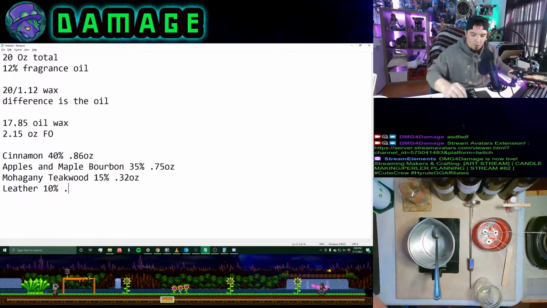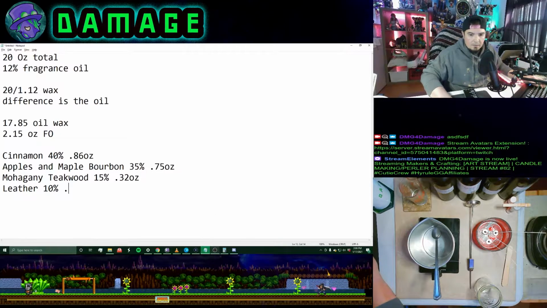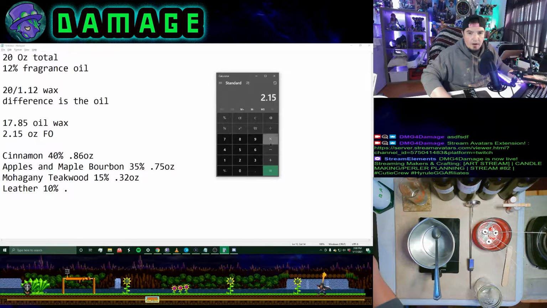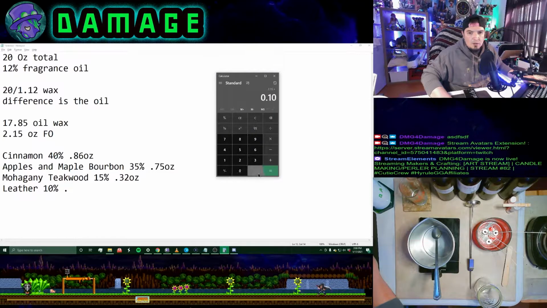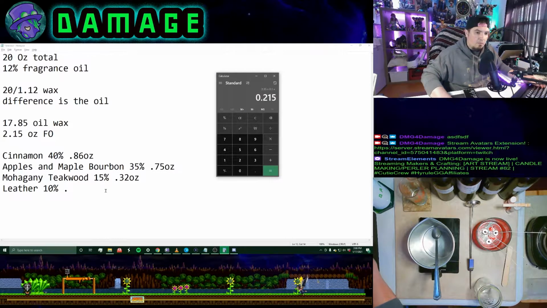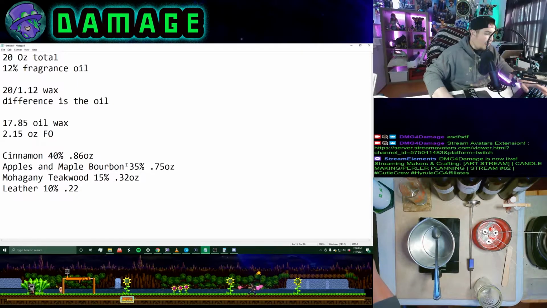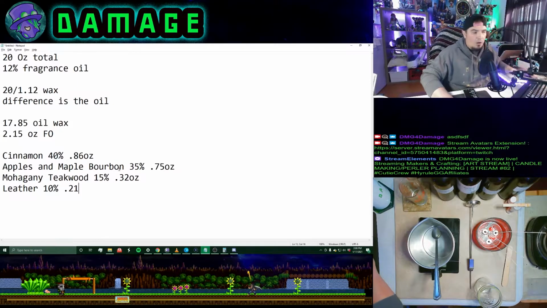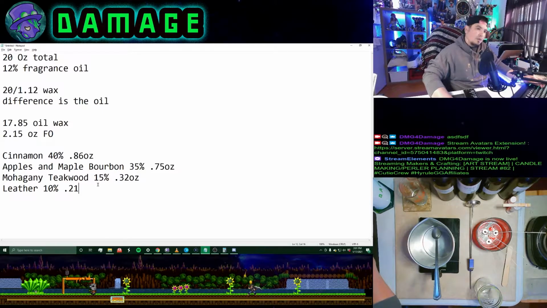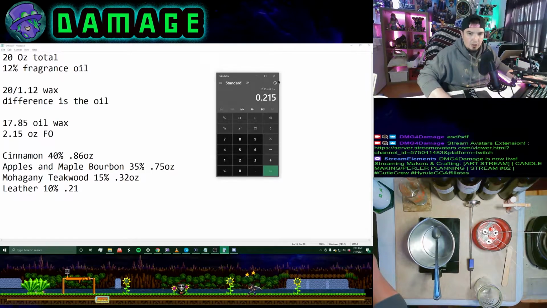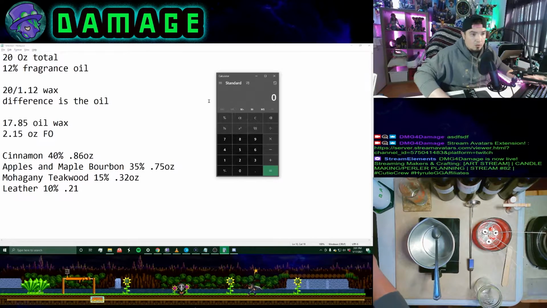And then for the last, it'll be 2.15 times 0.10, and that will give me 2.2. I'll go and round up on that. I'm gonna keep it down. I don't want to overuse the fragrance oil, only because you can flood out the wax, and we don't want to do that. So if I add all this up, I should get around 2.15.